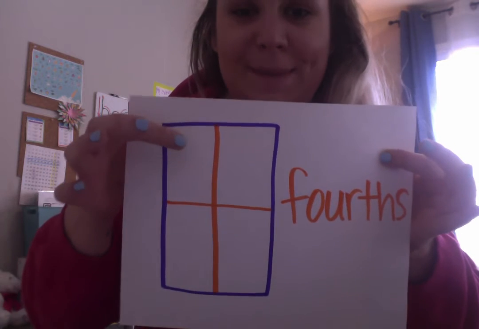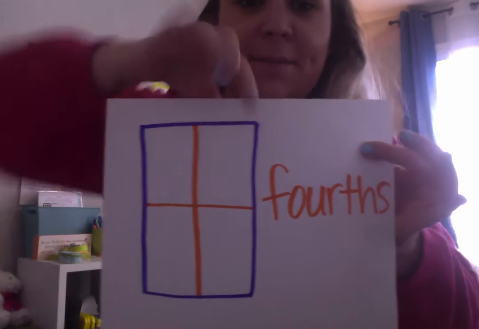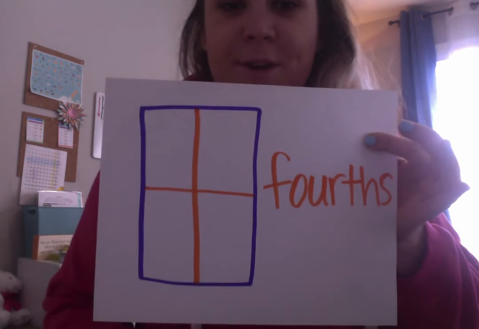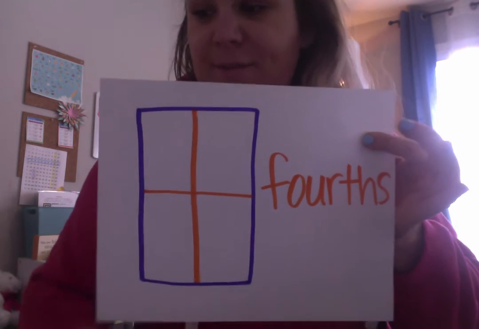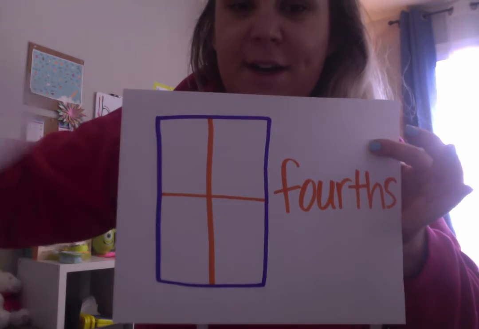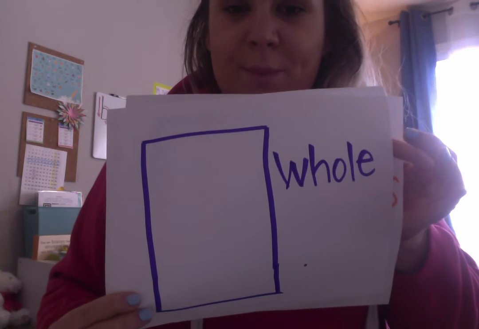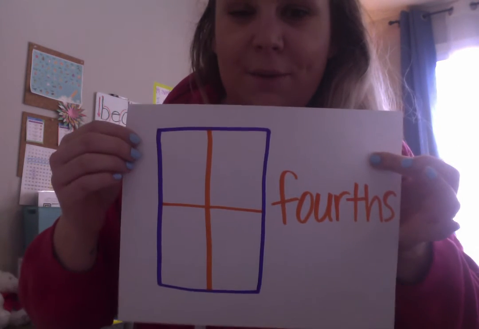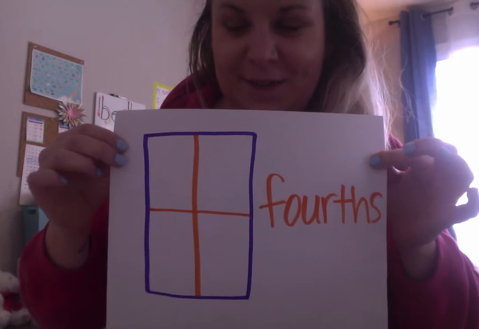So maybe I get a fourth of the cake, my brother gets a fourth of the cake, my sister gets a fourth of the cake, and my mom gets a fourth of the cake. All together, we all ate one whole piece of the cake, right? So hopefully that looks familiar to you.